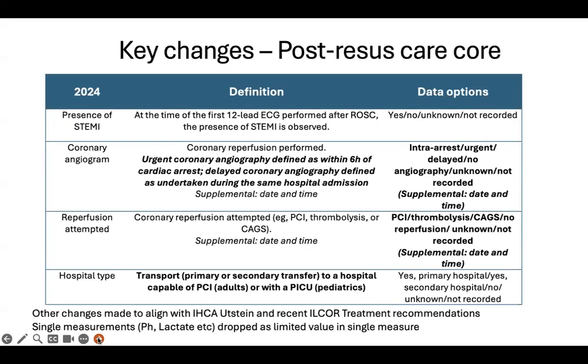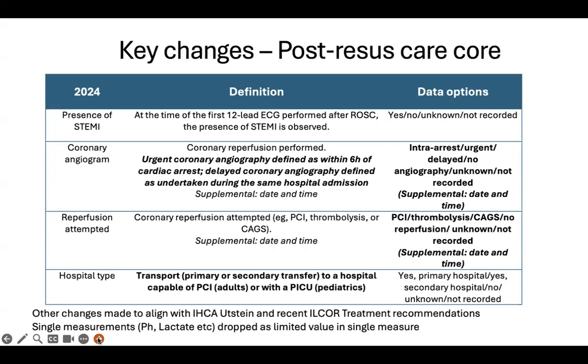The last element, hospital type, is to reflect whether or not there was a transport to a specialty hospital. In adults this would be a hospital that's capable of 24/7 coronary reperfusion, and in pediatrics, it is a hospital with a pediatric ICU. This is because there is growing evidence that transportation to some of these specialty hospitals can be associated with improved outcomes, although we recognize that this may be limited to specific patient groups and in certain healthcare settings.